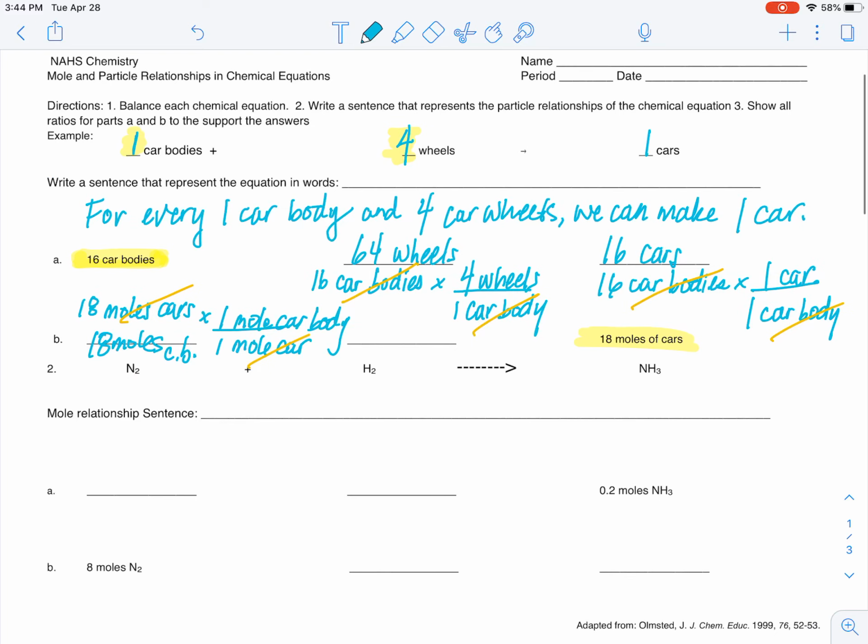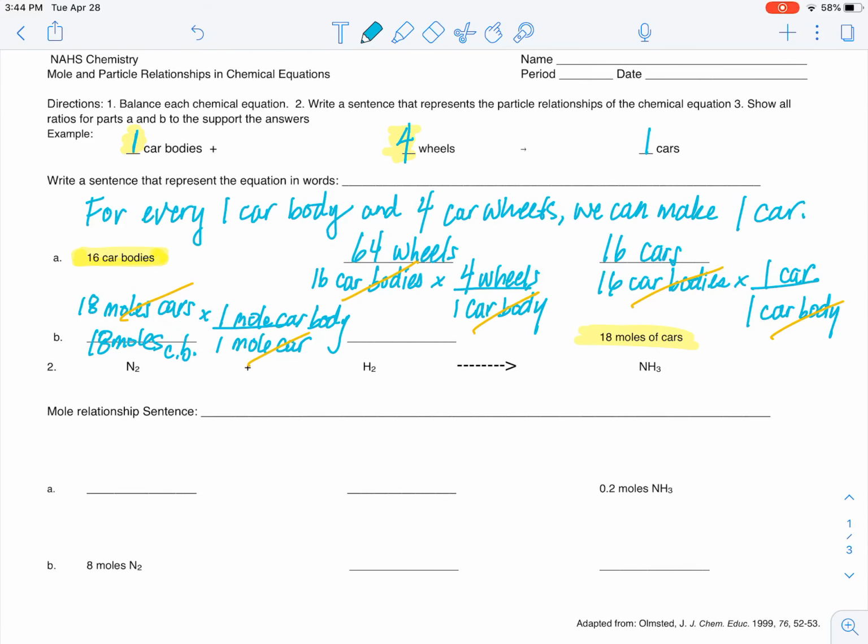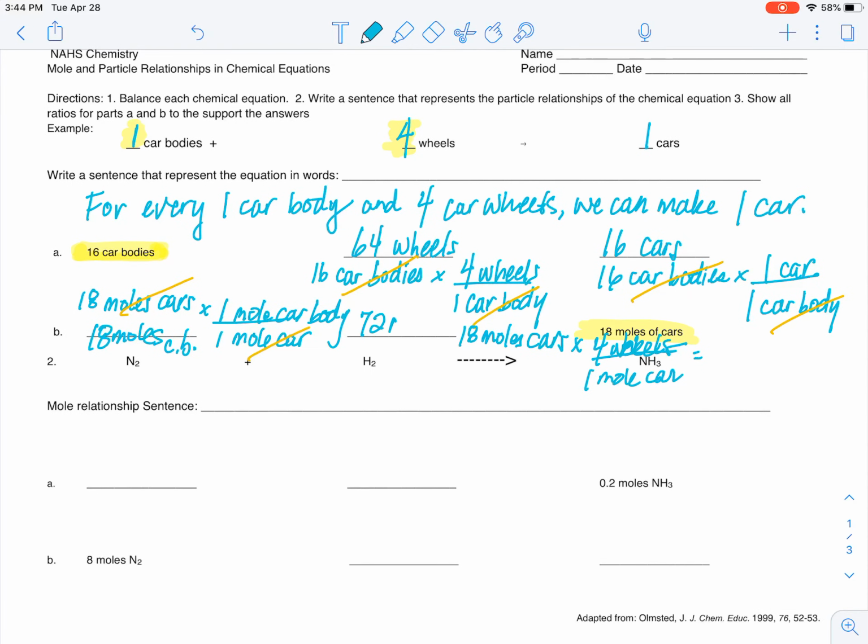I'm sorry, I'm running out of room, but you get the idea. If we did the same thing, and here we were calculating for the number of wheels necessary, in that example, we would start with 18 moles of cars. And the ratio here would be for every 1 mole of car, you need 4 wheels. So there you're multiplying by a ratio of 4 over 1, which gives us 72 moles of wheels.